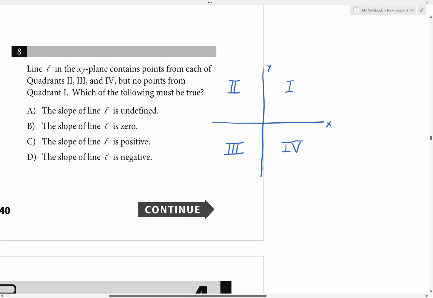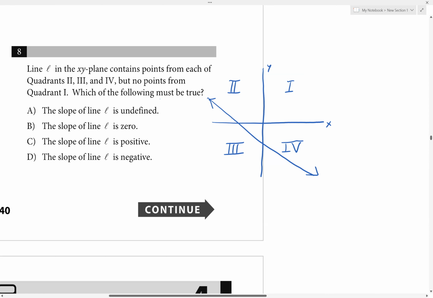So we have this line that goes through quadrants 2, 3, and 4, but does not go through quadrant 1. If you think about it, how should we draw this line? It goes through 2, 3, and 4, but not quadrant 1. So it has to be something like this. It has to be a diagonal line, going through these 3 quadrants, but not through quadrant 1.